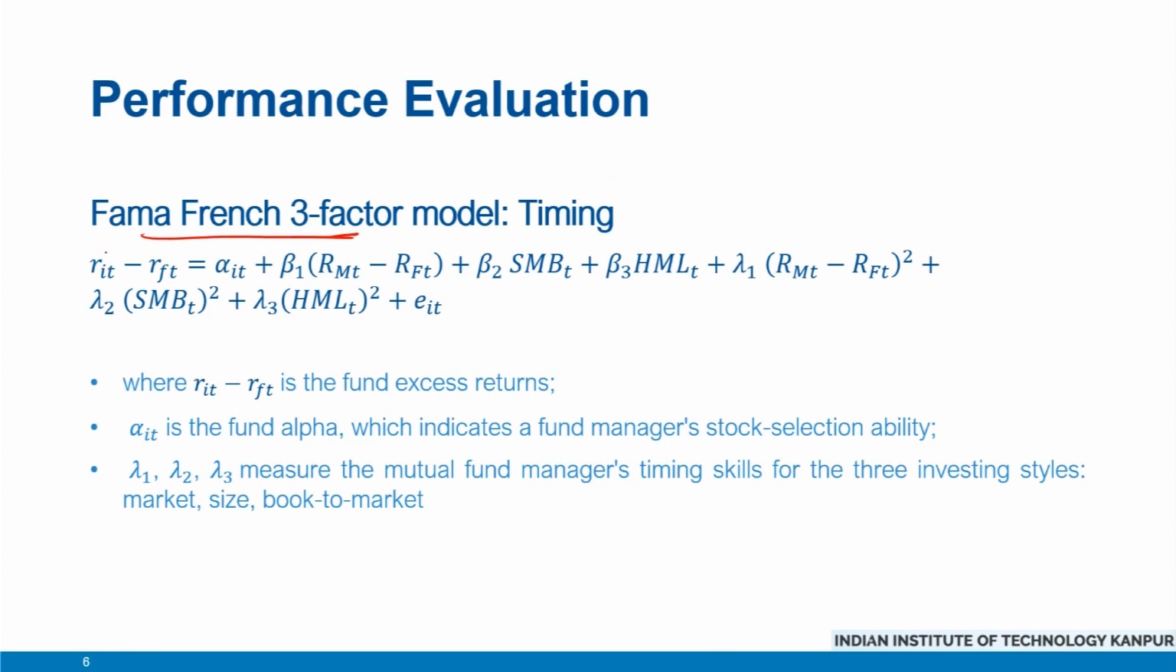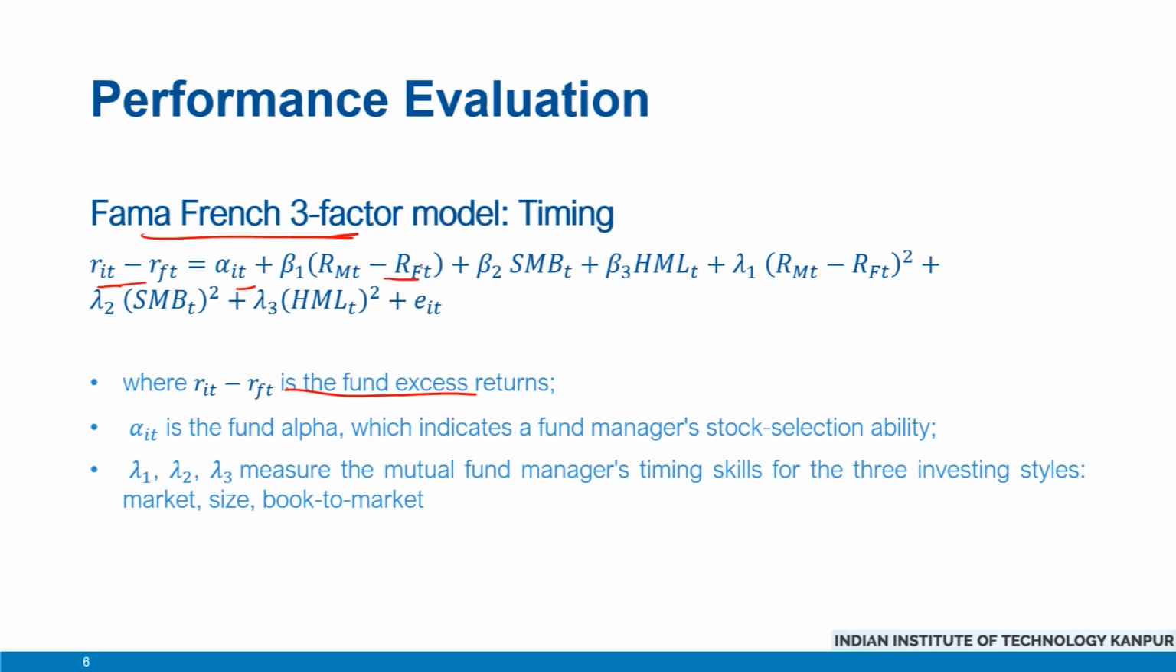Let us see how. In this same three-factor model, we have RIT minus RFT, which is the fund excess return over the risk-free rate. Then you have alpha IT, which is the fund alpha, which indicates a fund manager's stock selection ability. That is their ability to choose stocks with greater returns than other investments while having the same systematic risk. A positive and significant intercept demonstrates the manager's strong selection skills. However, if it is negative and significant, it indicates the manager's poor and perverse stock selection skills, which may heavily contribute to the underperformance of the security and portfolio.